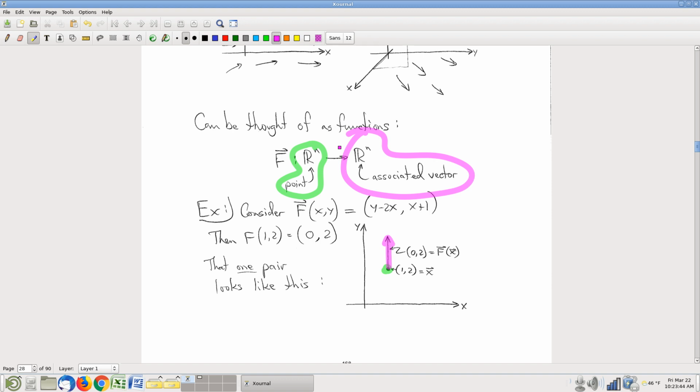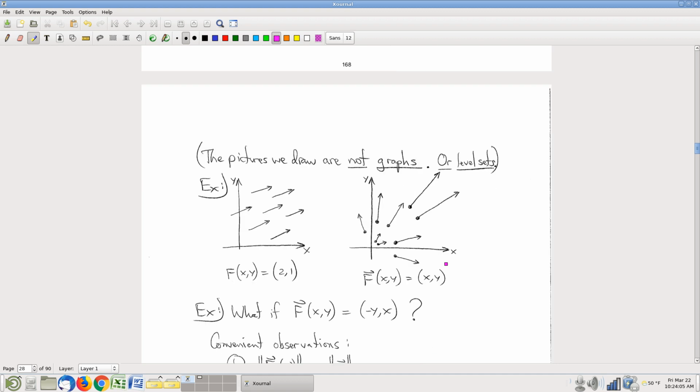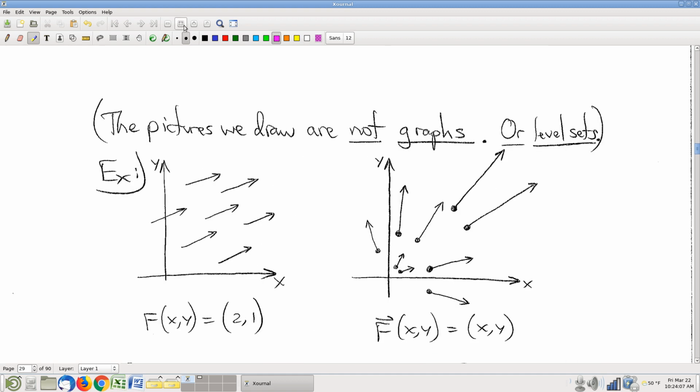And of course we're going to be using that a lot algebraically. Here's an example. The input point, the location x comma y, the associated output vector given by the formula, such as that. Okay. All right. So some examples we didn't quite get to last time.